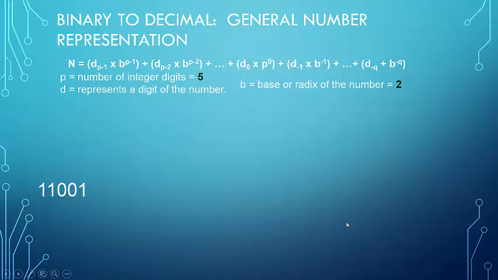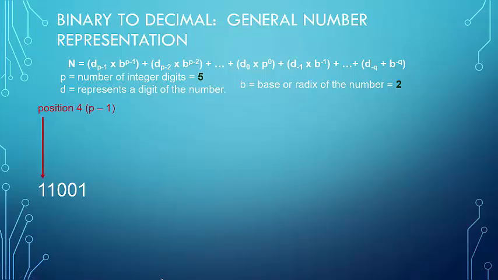Okay, for our first number system conversion example, we are going to revisit our general number representation equation that we used for decimal in the previous node. And we're going to revisit that for the purpose of converting a binary number to decimal. Remember that P is our number of integer digits, and our number 11001 in binary has 5 integer digits. D represents the actual digit of a number in a given position, and our base in this case is 2 because we're dealing with a binary number.